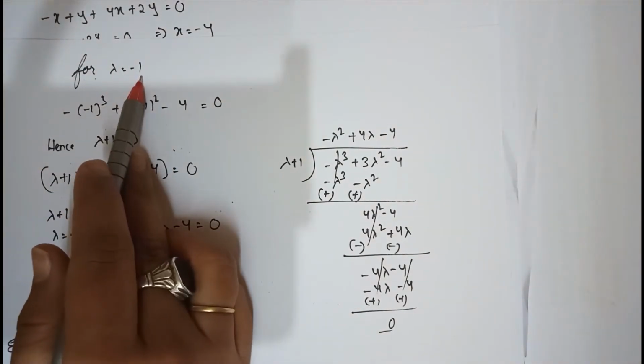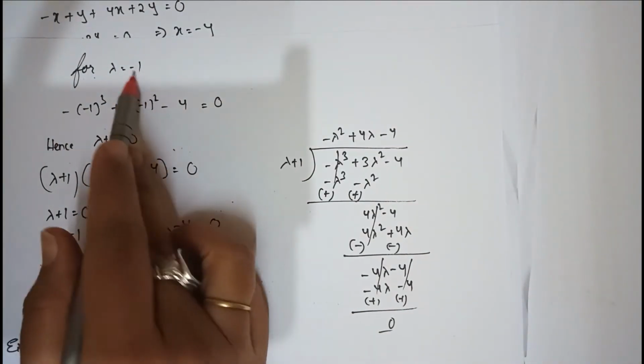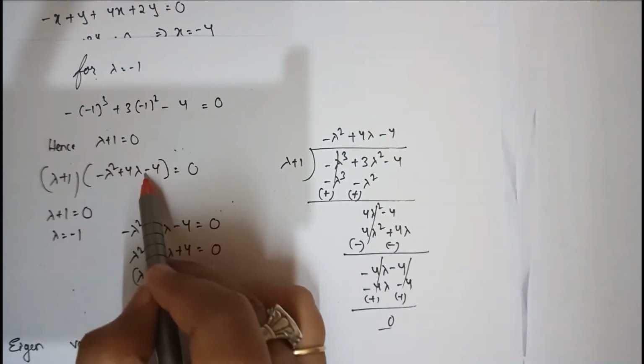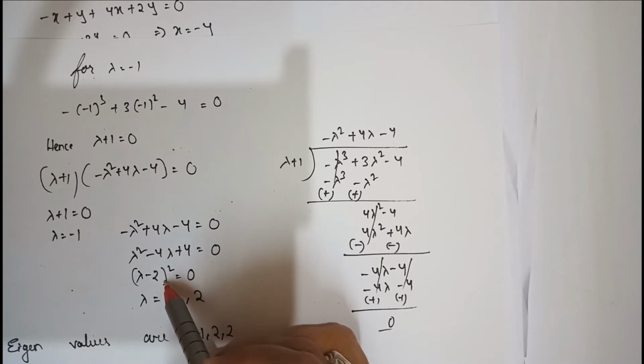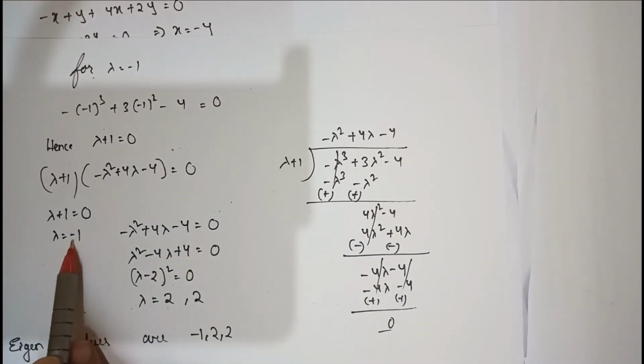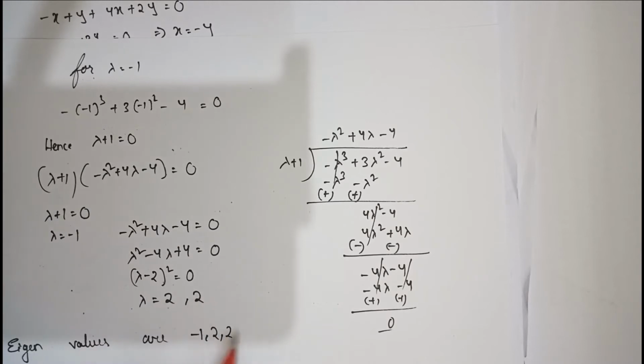For lambda equals minus 1, I found this as 0. So minus 1 comes to this side, plus 1. So this is my first factor. Again that factor is factorizable, so again I found the factor. What I got, the values of lambda as minus 1, 2, 2, right?